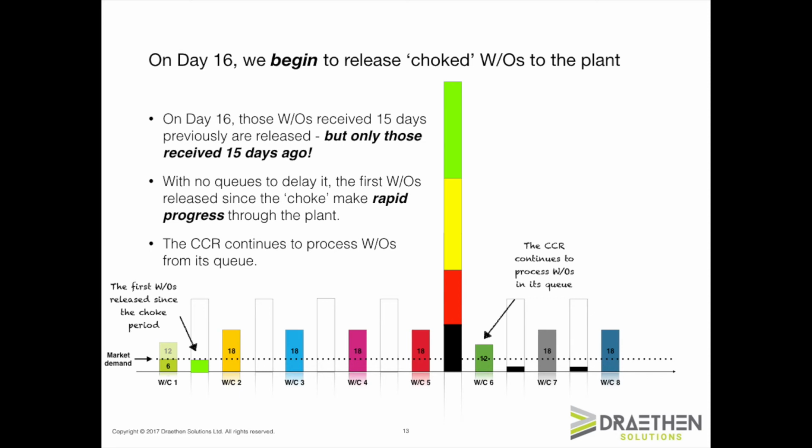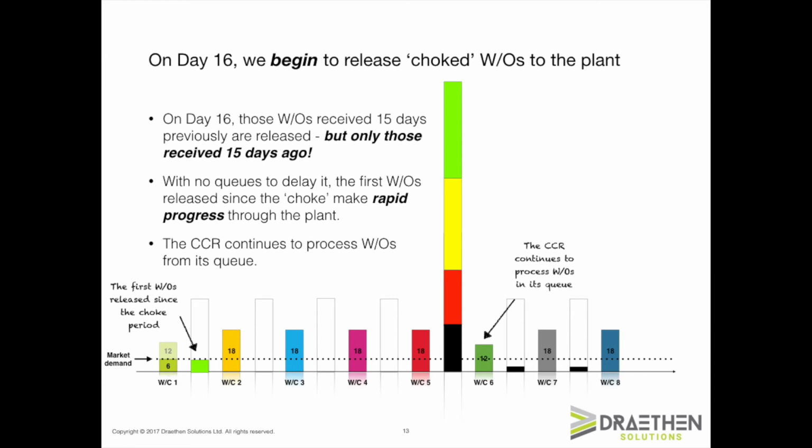It's day 16. A work order is released according to the raw material release schedule. There is no queue at Work Center 2, so it can begin to process the work order without delay. Meanwhile, the CCR continues to process work orders from the queue and to increase flow by taking measures we will discuss in the next video.